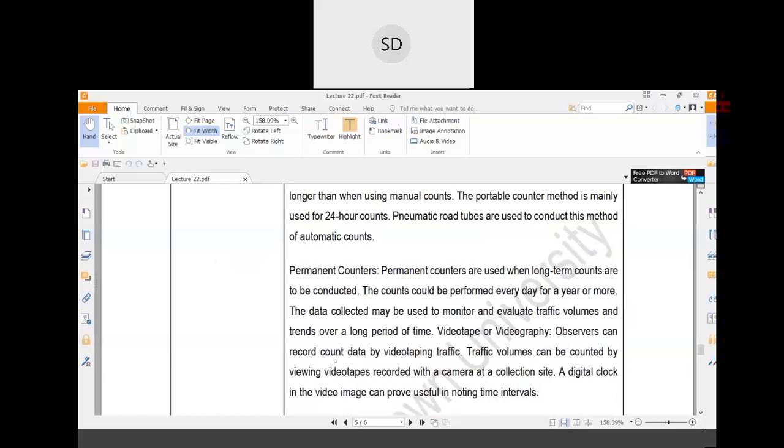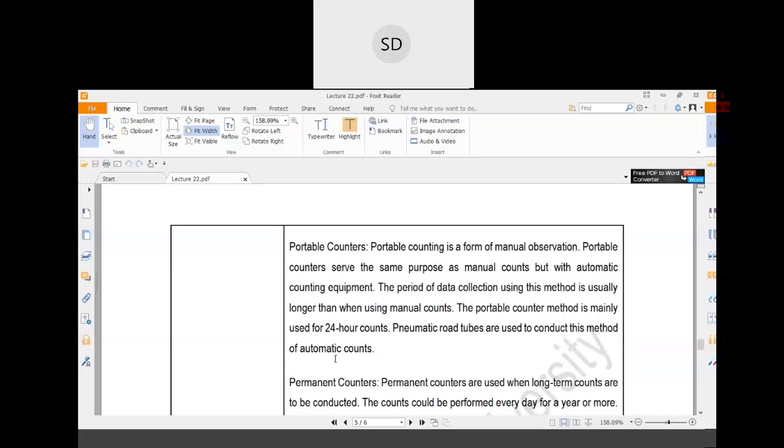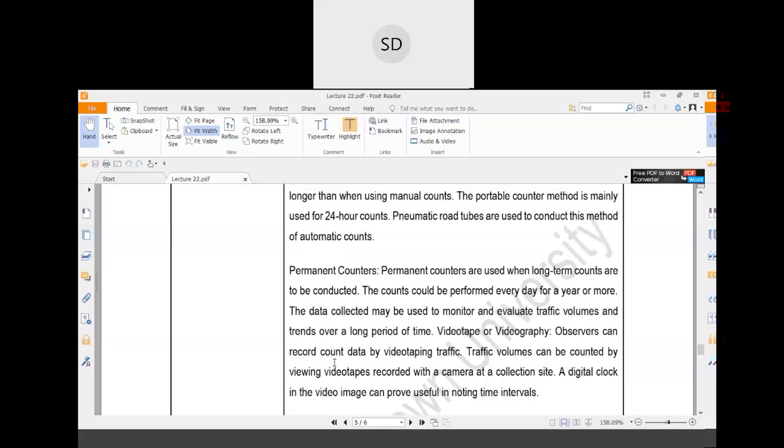So there are different types of automatic counters. One is portable counters. With portable counters, you just place the counter in any particular section of the road, and that will count the number of vehicles. And permanent counters: in certain sections of the road, there will be some permanent counters which will count the number of vehicles throughout the year.